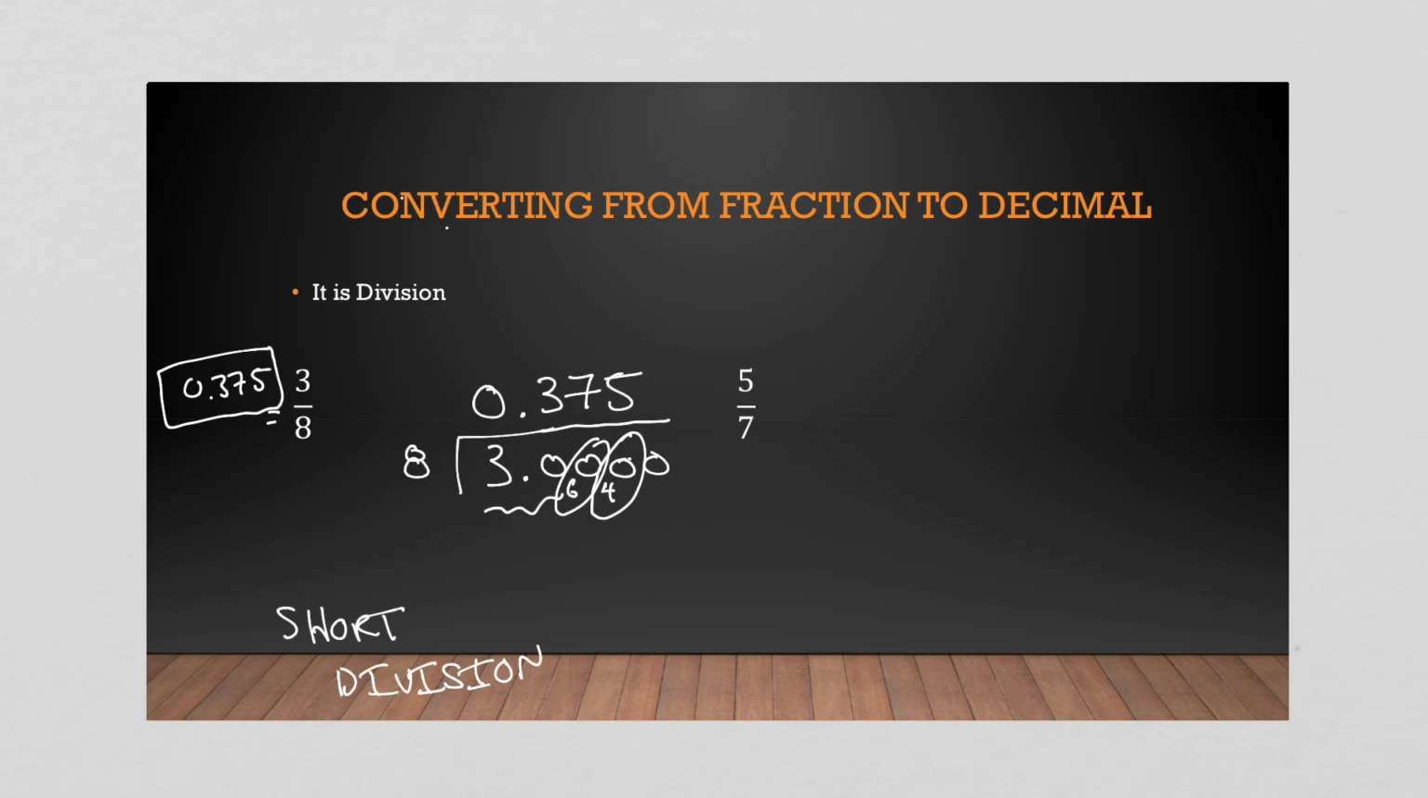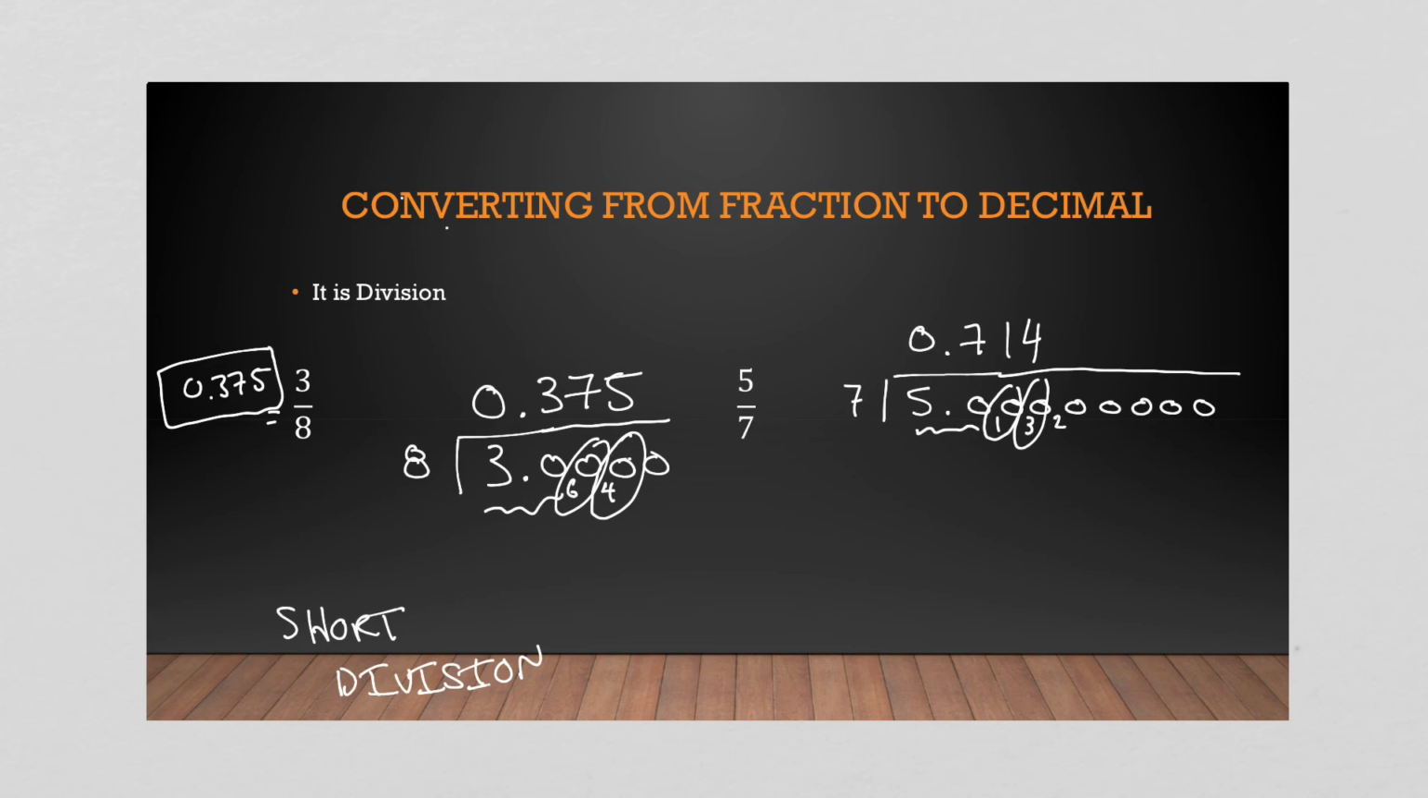Okay, now what about 5 over 7? Well, 5 divided by 7. Now, remember, you can put as many zeros as you feel you might need because you never know how long these things are going to go till they finish or repeat. So now 7 goes into 5 0 times. 7 goes into 50 7 times with 1 remainder. 7 goes into 10 once with 3 remainder. 7 goes into 30 4 times with 2 remainder. 7 goes into 20 twice with 6 remainder. 7 goes into 60 8 times with 4 remainder.